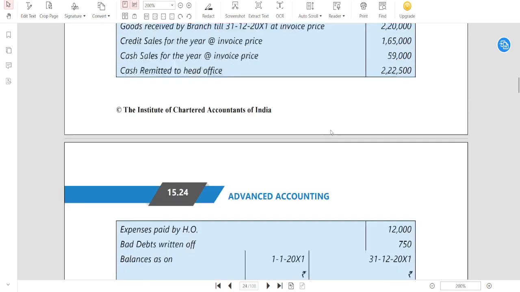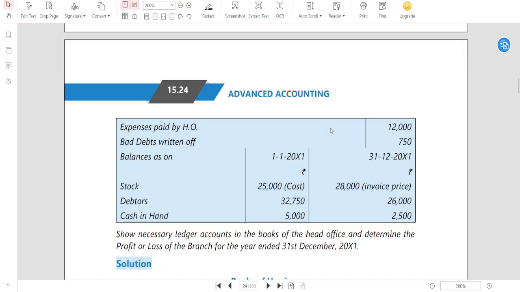Okay. Now see, expenses paid by HO 12,000. Bad debts written off 750. So it is not like branch stock or anything else, it is rather the branch debtor. So balance given, stock given, debtor given, cash in. Very easy sum. Prepare the necessary ledger accounts in the books of the head office and determine the profit and loss of the branch for the year ending 31st December 20X1.